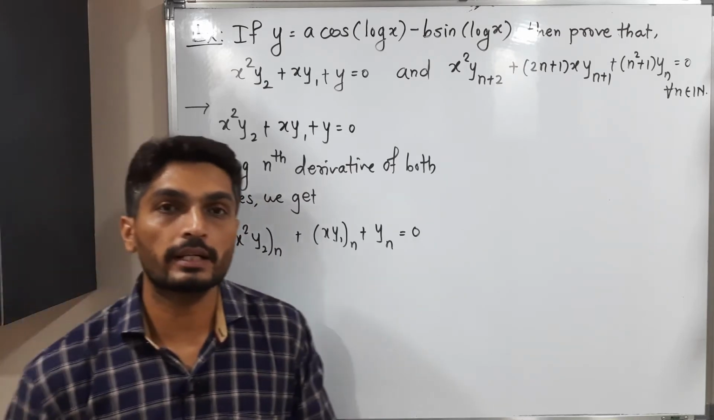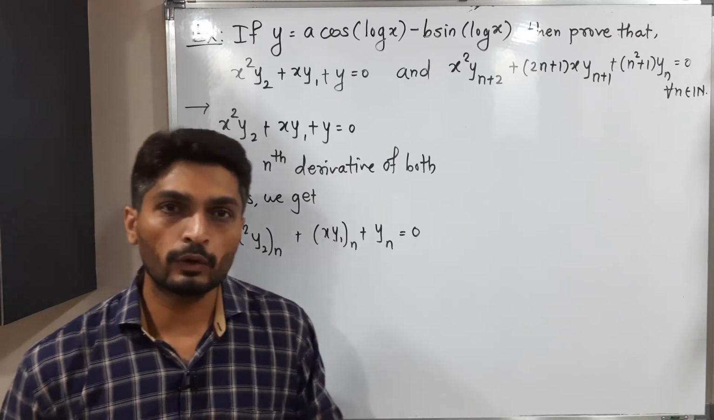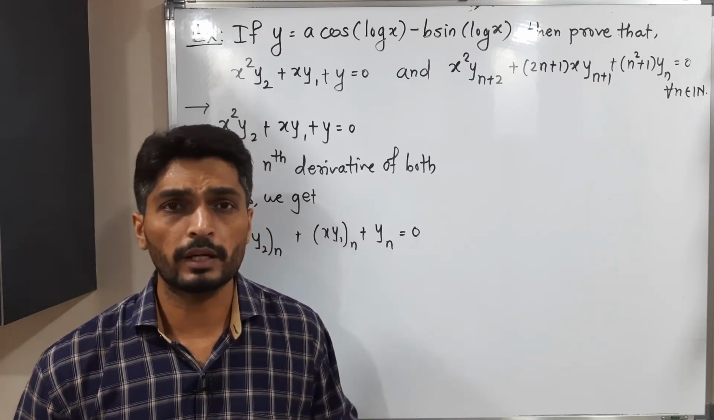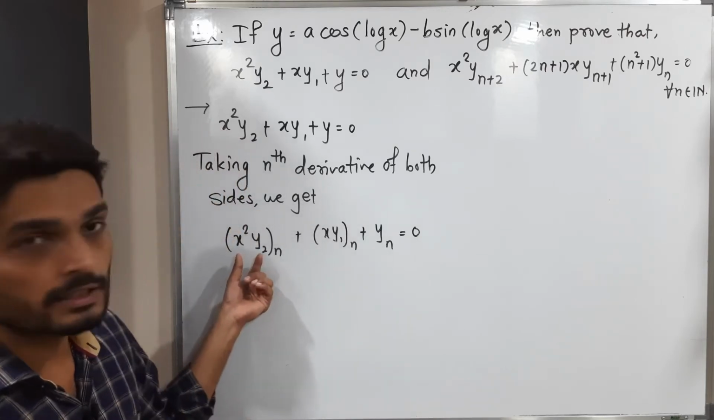Addition is there, so we can take a separate nth derivative. I have done the same, and on the right-hand side we already have 0. So if you take any type of derivative, you will always have 0. Okay, so let us continue. Let us find its nth derivative.